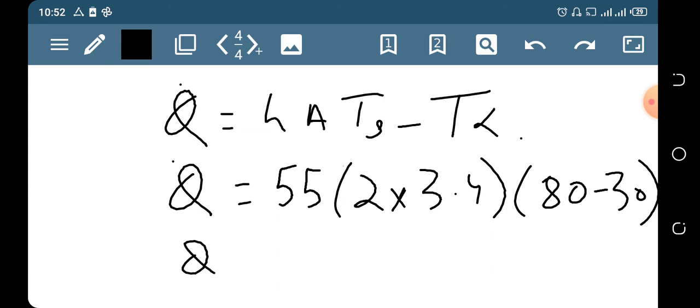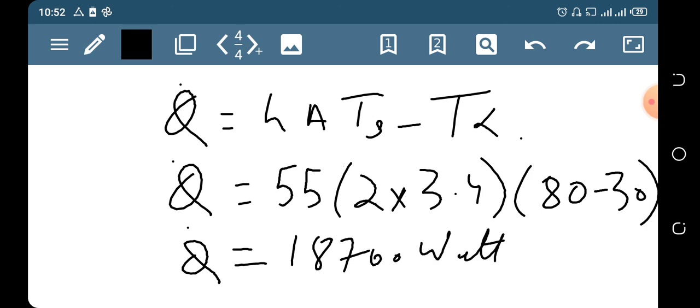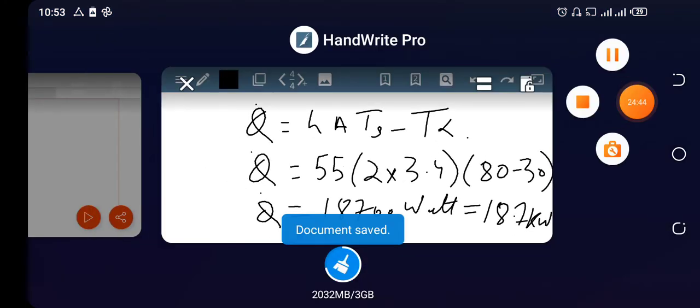When you multiply 55 by 2 by 3.4 by 50, you get 18,700 watt. Converting into kilowatt, it will be 18.7 kilowatt. Now this numerical is also solved, and we have also completed our time.